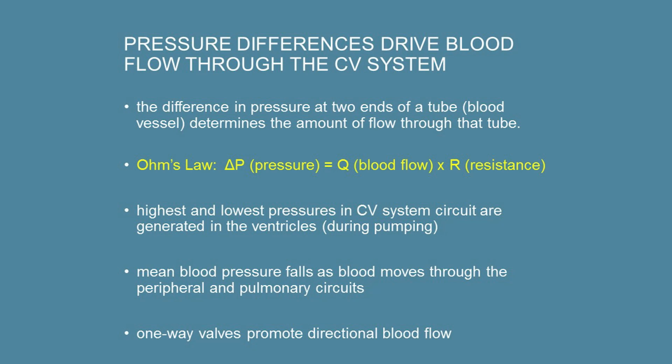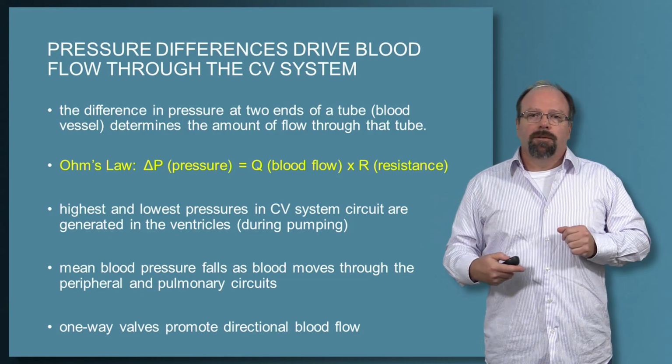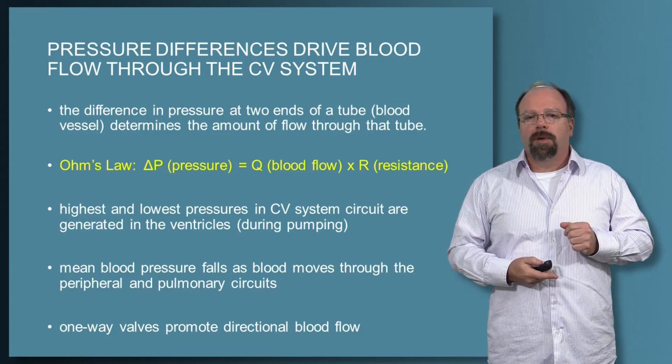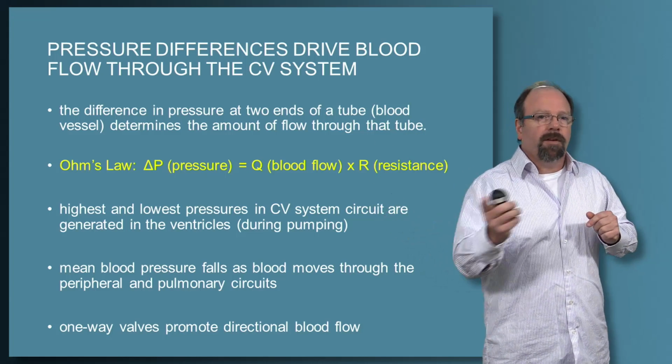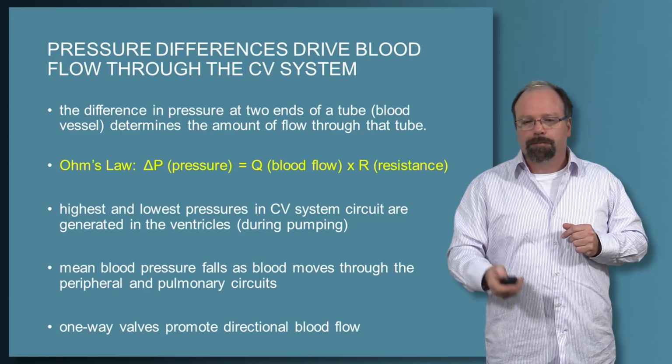And as we learned earlier, the highest and lowest pressures in the cardiovascular circuit are in the ventricles during pumping. And so it's ideal that this circuit can move blood throughout the entire system by generating this very high pressure gradient. What we also know from our Poiseuille's law and this resistance factor is that mean blood pressure falls as it moves through the peripheral and pulmonary circuits, and that these one-way valves are quite critical to driving the blood in a unidirectional manner. If those valves weren't there, you'd have significant backflow during diastole into the heart.